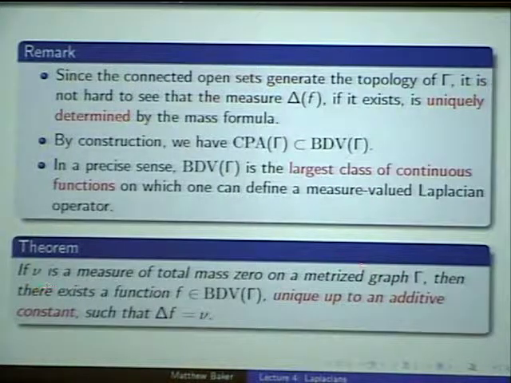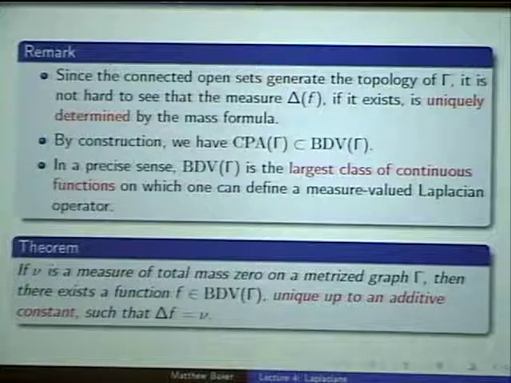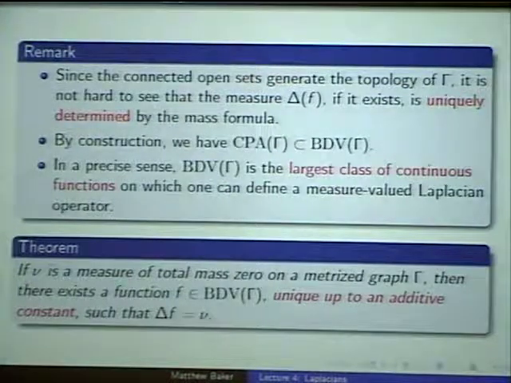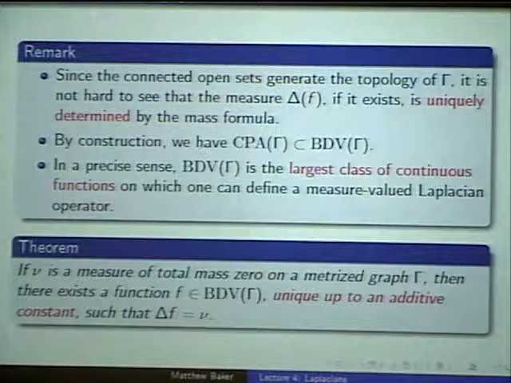If nu is a measure of total mass 0, the Laplacian also always has total mass 0 from the mass formula. That's immediate, actually, because there are no boundary points for the whole graph. So that sum was empty. So you get 0. If nu is a measure of total mass 0 on a metrized graph, there is a function in BDV which is unique up to adding a constant whose Laplacian is nu.